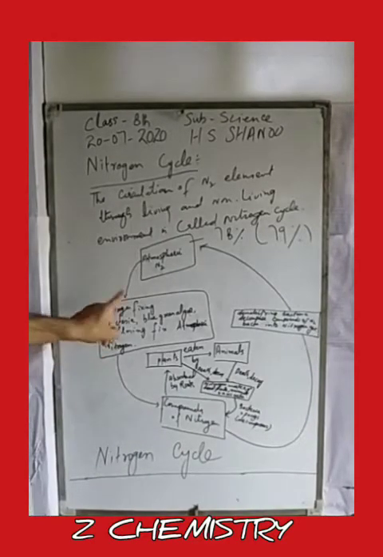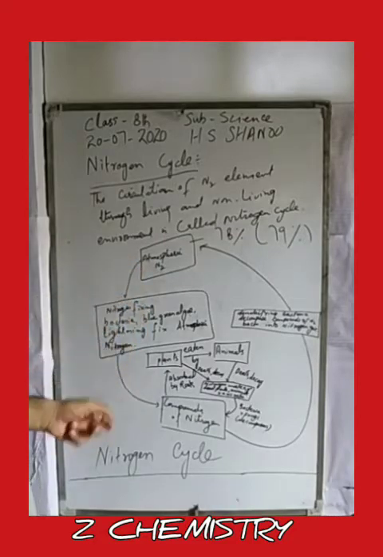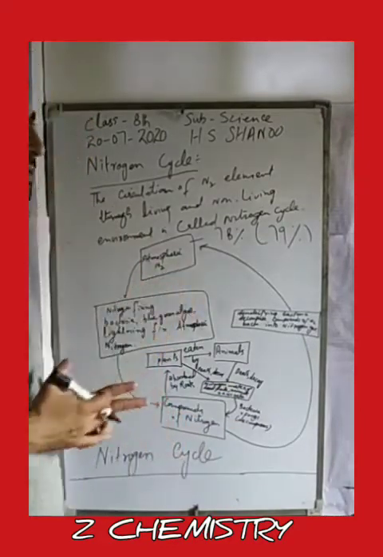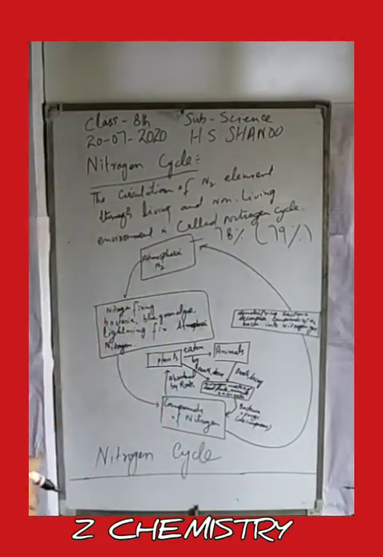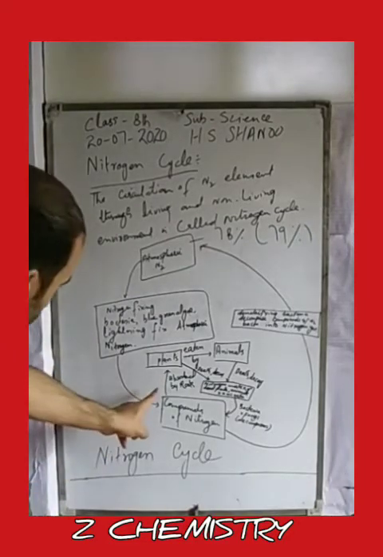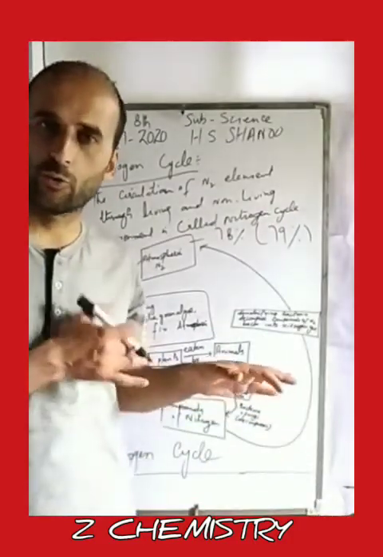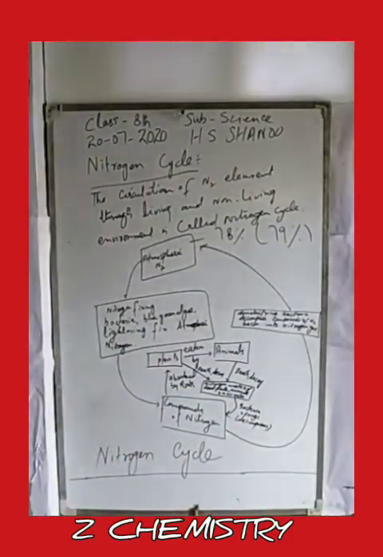And during this nitrogen fixation, what happens? This nitrogen is converted into its compounds like nitrates, like nitrites, like hydrides. These hydrides can be ammonia or they can be ammonium ions. And these compounds are then consumed by plants. These are absorbed by plants. How are they absorbed by plants? They are absorbed through their roots. Plants absorb this nitrogen or compounds of nitrogen by their roots.